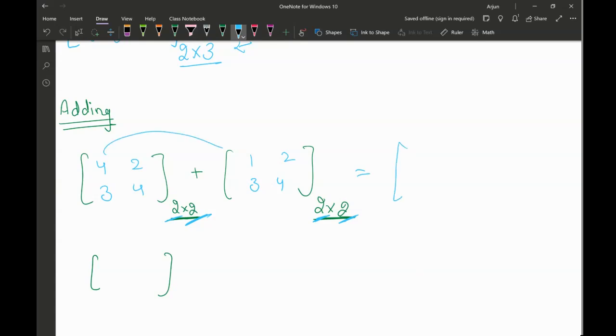So simply 4 plus 1, which is 5, 2 plus 2, which is 4, 3 plus 3, which is 6, and 4 plus 4, which is 8. So this will be your final answer.